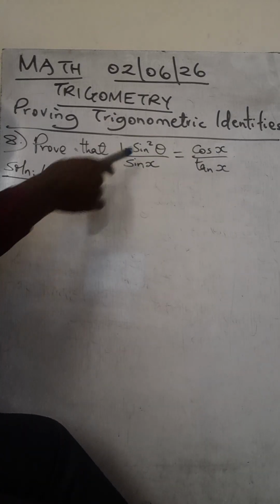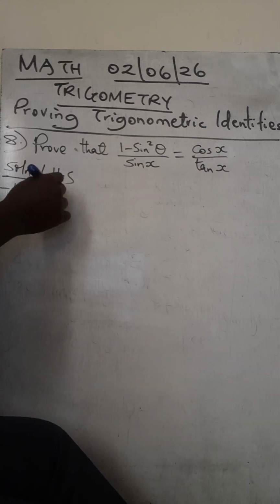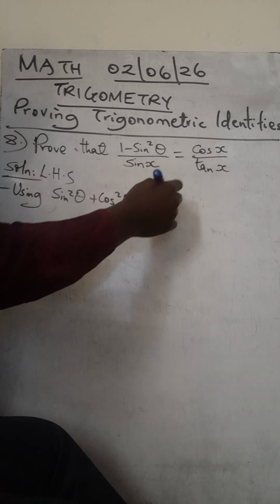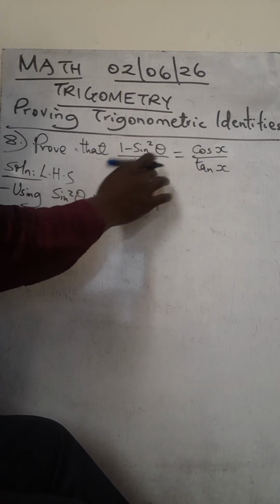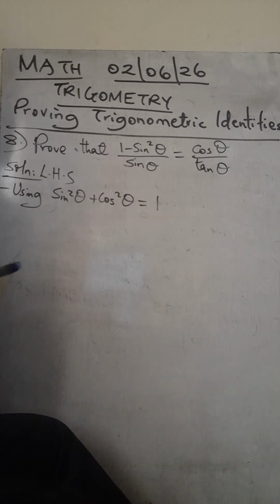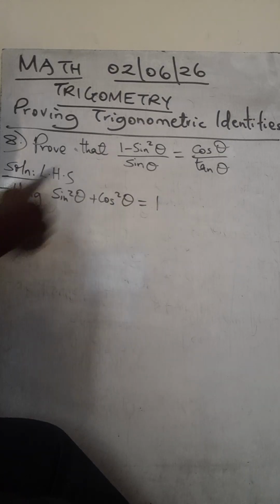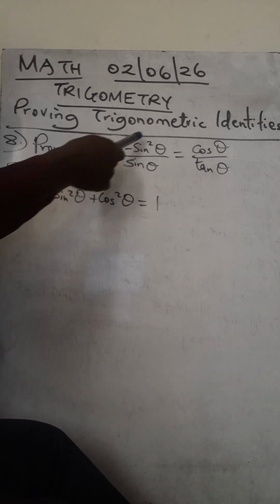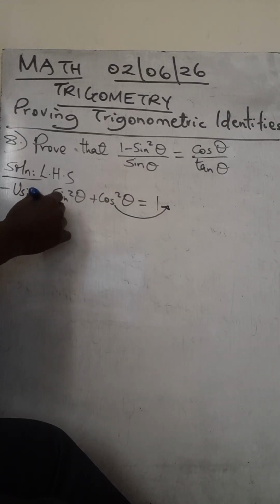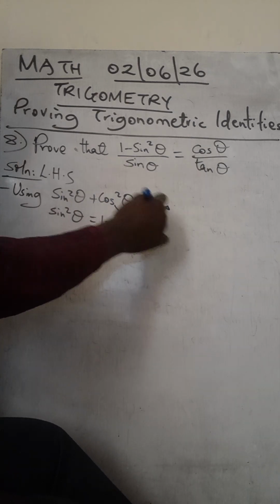So since there is a square here, I'm going to use this identity: sine squared of theta plus cosine squared of theta equals 1. Let me write, this is theta, this is theta. Sorry for that mix-up. So there is this identity that says sine squared of theta plus cosine squared of theta equals 1. Now I make this one the subject of the formula. So sine squared of theta equals 1 minus cosine squared of theta.